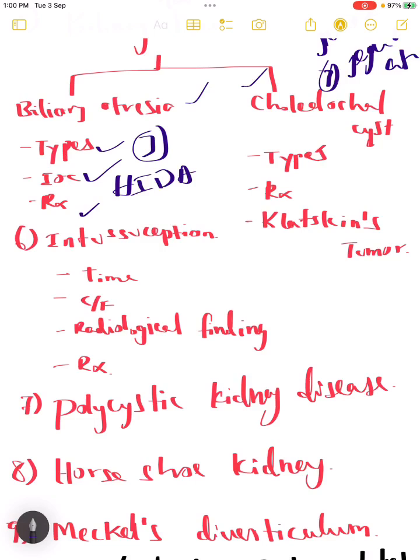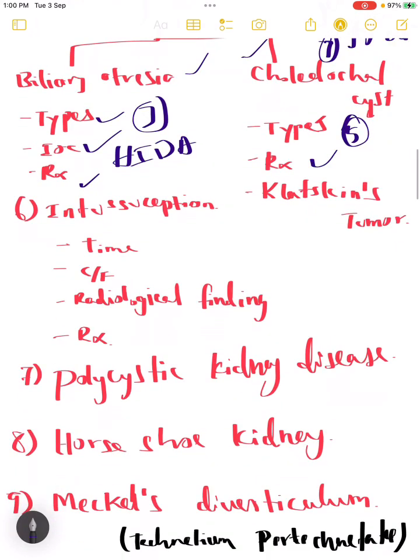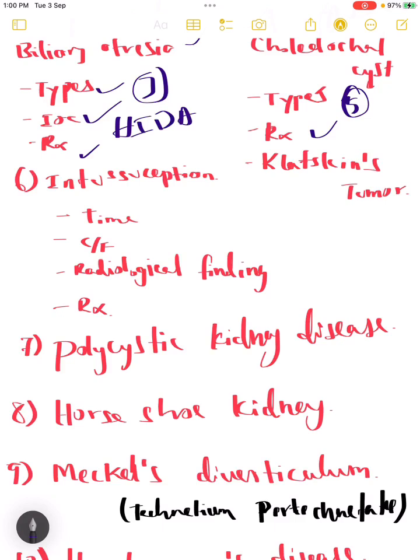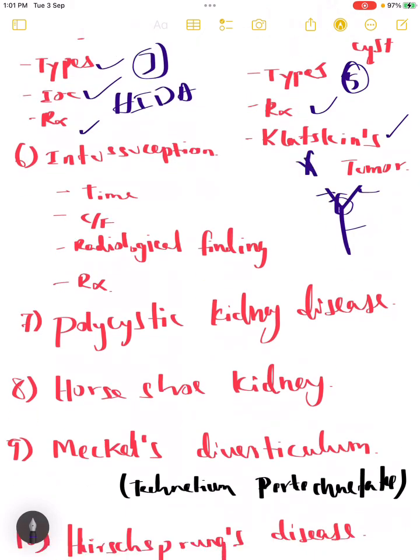Then choledochal cyst. Choledochal cyst has five types, I think. So maybe study about treatment also. Then Klatskin's tumor. Imagine this is the biliary tree, this is the common hepatic duct, this is the cystic duct, and this is the common bile duct. These are the particular places, the most common places to get cancer from the biliary tree. That is called Klatskin's tumor. So know about these things too. This is quite important from pedia topics.